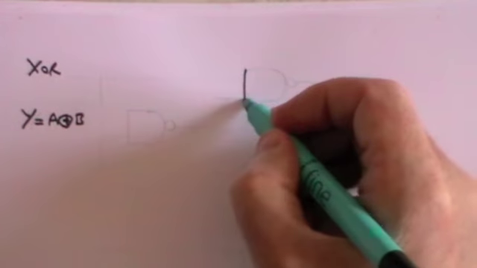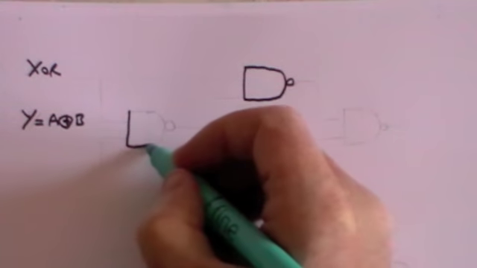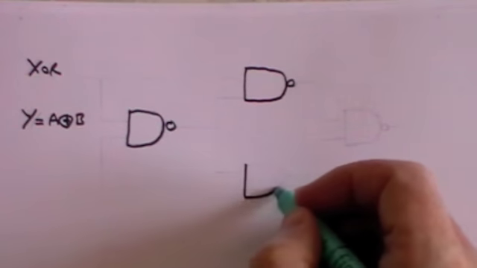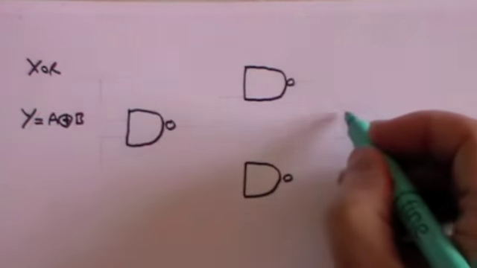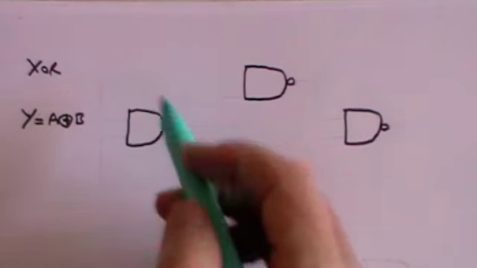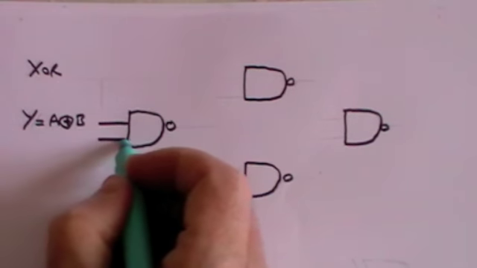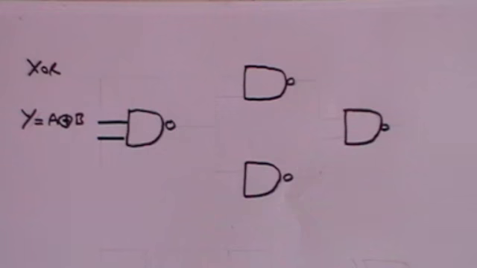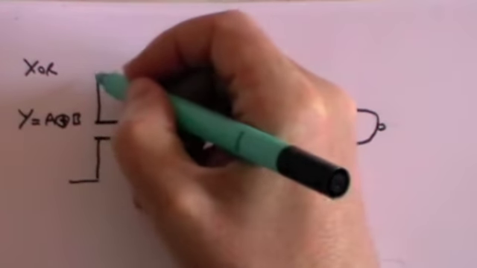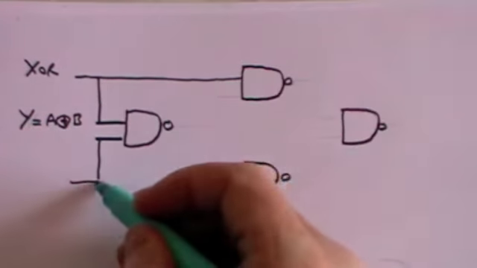So let me draw my 4 NAND gates. 1, 2, 3, 4. And we're going to connect them this way. Here is the input. Well, actually the input is going to come here. And we're going to split the input like this.